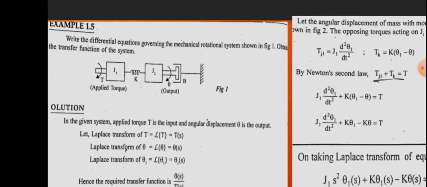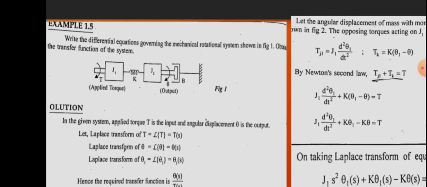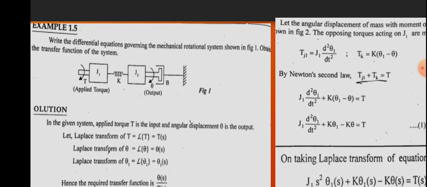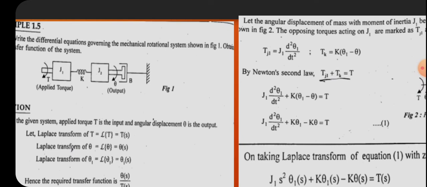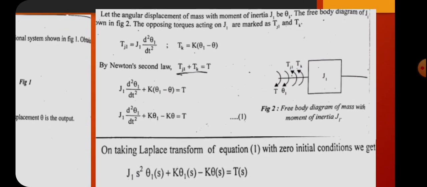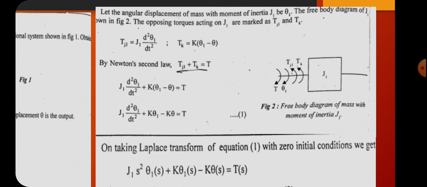So, next, J1 is also connected to spring element K. So there will be an opposing force due to the spring element, which can be represented as Tk. Tk will be opposite to the applied torque T, as shown here. That means the free body diagram of J1 contains the applied torque T, theta 1, Tj1 and Tk.